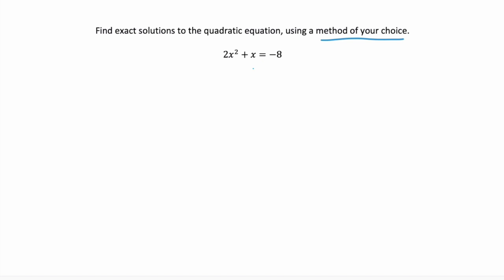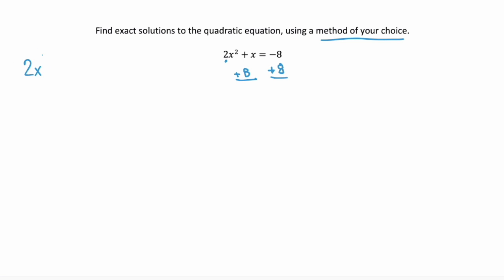At first you might think that we should complete the square because the constant's already alone on the right-hand side. I would say yes, except this leading coefficient isn't 1. So we're going to have to divide everything by 2, and we're going to end up with some fractions. So instead, let's add 8 to both sides, and we're going to use the quadratic formula.